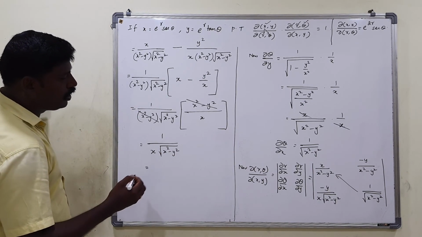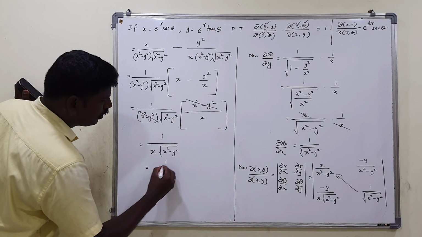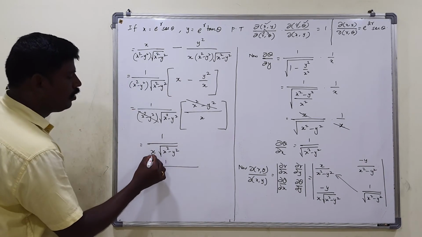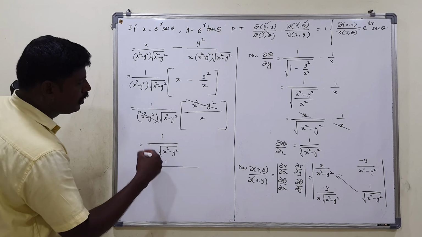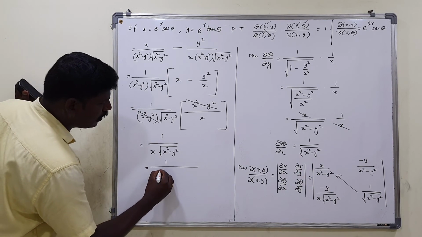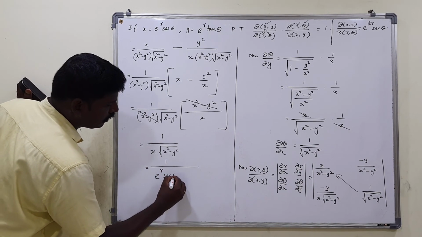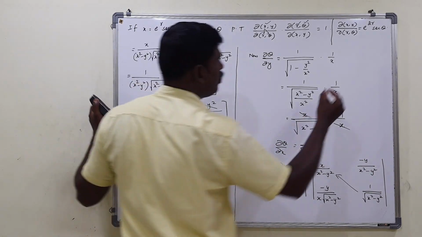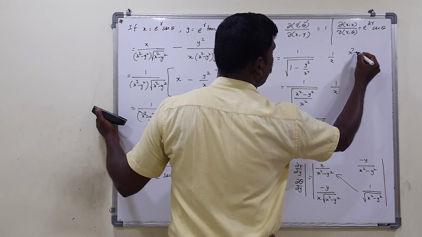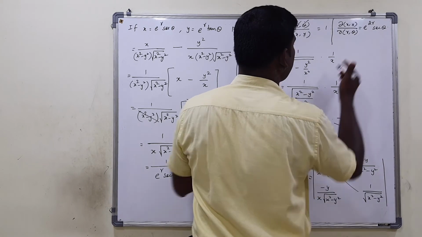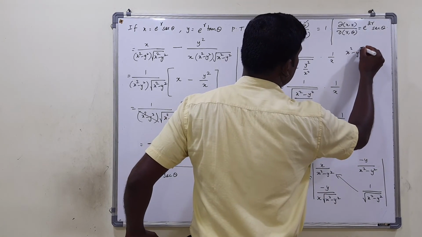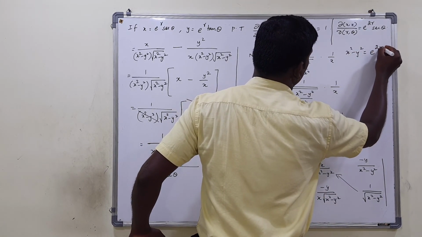That is equal to, what is x square minus y square? Already we found out, e power 2r, isn't it? In the same problem we found out what x is, given in the problem. x is e power r secant theta, isn't it? e power r secant theta. Already we found out the value of x square minus y square. What is x square minus y square? In this problem already we found out, that is e power 2r.